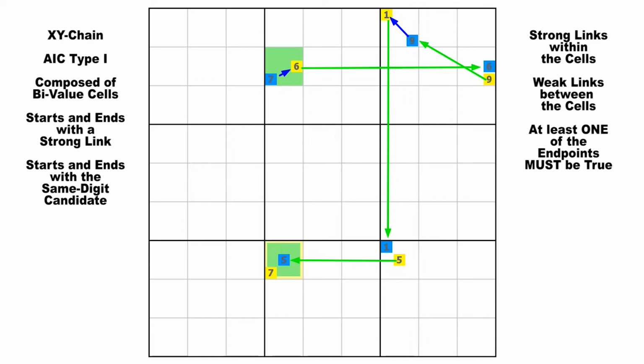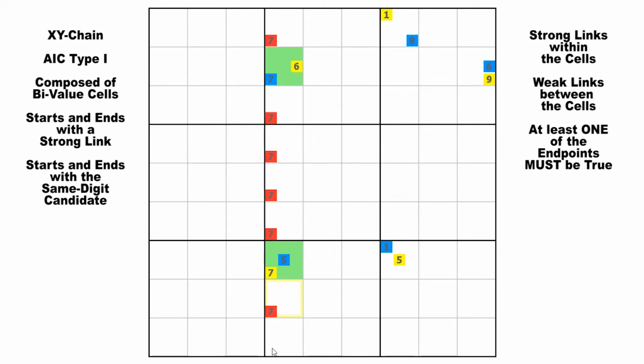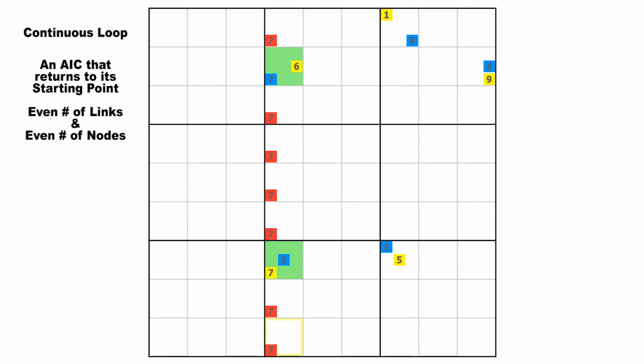Now I'm going to have to get rid of those arrows to make this next point. But if there were a 7 here, or here, or here, or here, or here, or here, or here, they would all be false. But look what's happening here. There is a weak link between those 2 7s, so this turns out to be a continuous loop like we saw in the last video. There are 10 candidates and 10 links, an even number of candidates and an even number of links, and they loop back exactly to where they start in a perfect fashion. So that means every weak link becomes a strong link.